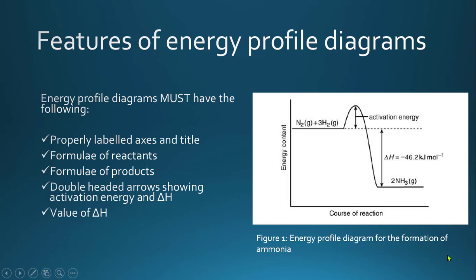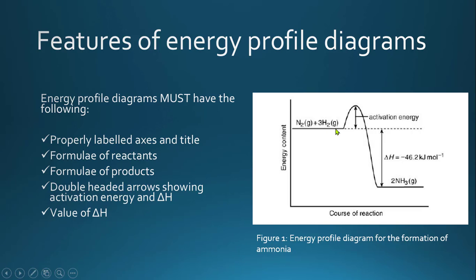You'll be asked quite often to draw energy profile diagrams, so you must know every single feature that you need to have. All right, so firstly, you start off with your axes, right? One must be labeled energy content. It can also be labeled as enthalpy. This is your y-axis. Your x-axis can be either course of reaction or reaction progress or time. Okay, so you always start off with your two lines, right?